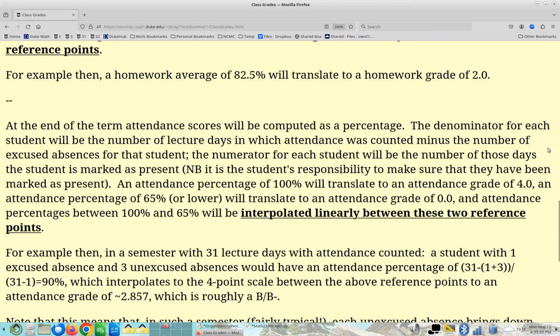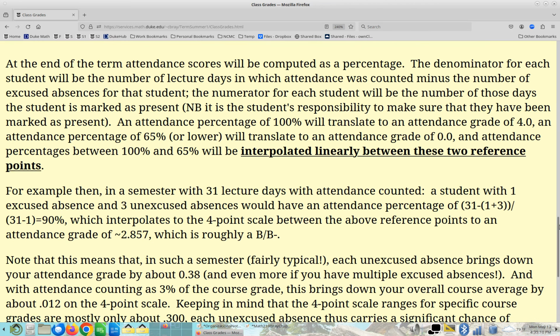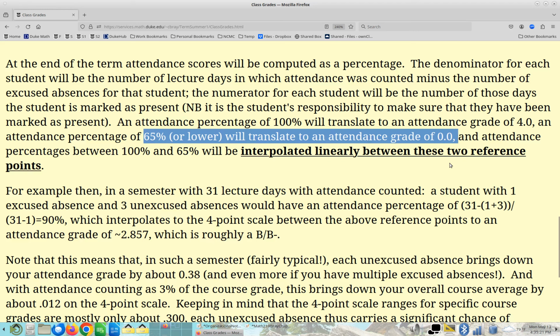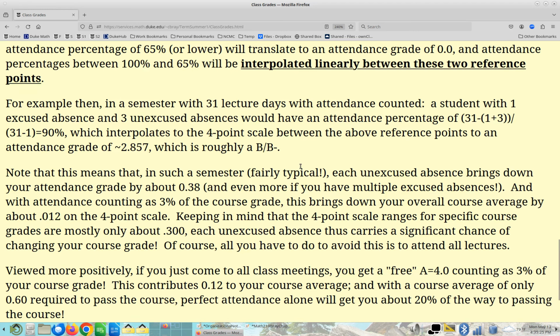Attendance is another one of these things that a lot of students misunderstand. So again, make sure to read all of these details about percentage. Again, the idea is 100% is an A, 65% is 0, and then interpolated linearly in between. This tends to sneak up on students because a lot of students tend to think, well, if I just skip one day, it's not that big a deal, or if I skip a couple of days, whatever. But just notice this.